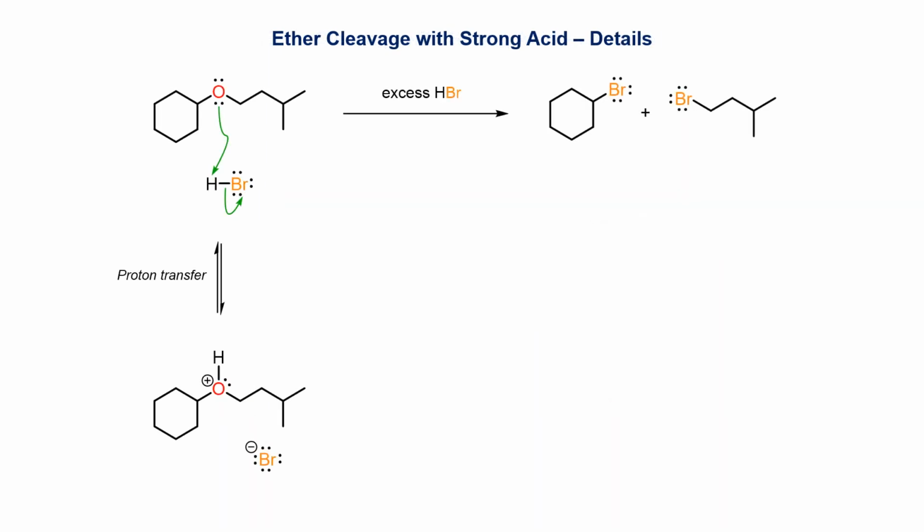In the first step, the powerful acid delivers a proton to the ether oxygen to give an alkoxonium ion. This now features a very good potential leaving group, and the released halide ion is now a potential nucleophile.